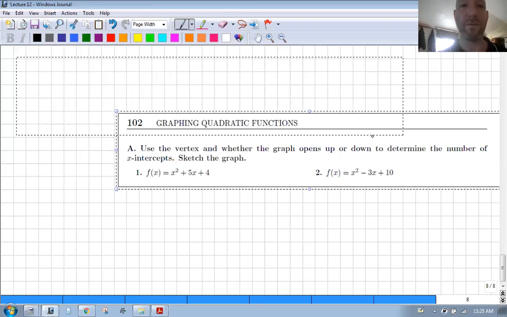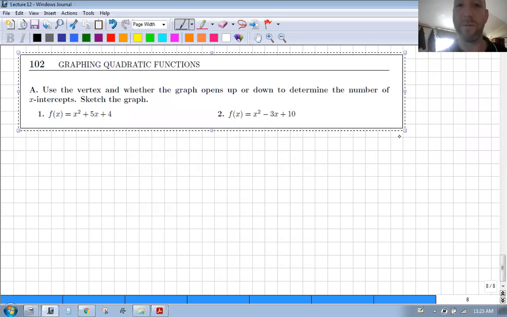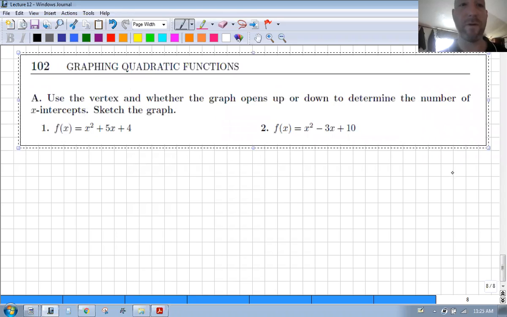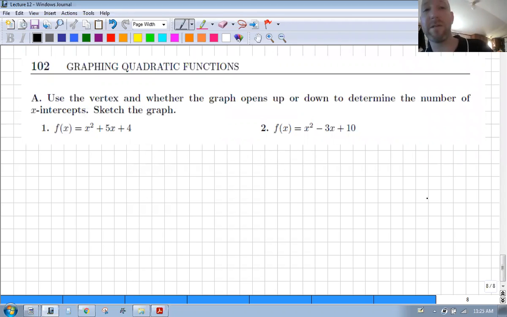Use the vertex and whether the graph opens up or down to determine the number of x-intercepts. Sketch the graph. Okay, our vertex formula here is going to give us our axis of symmetry.